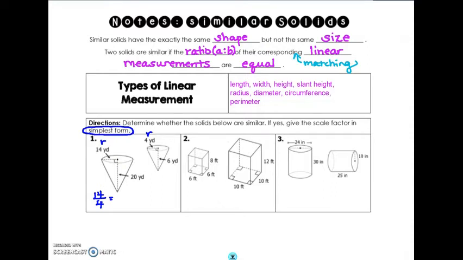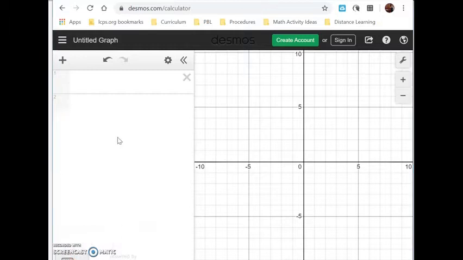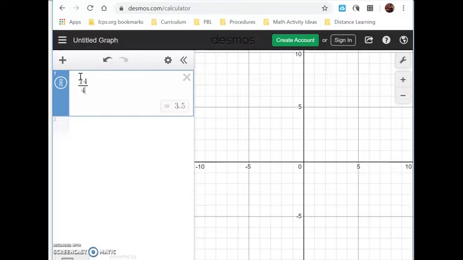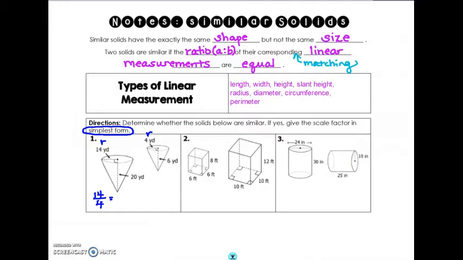If you're not good with fractions, Desmos helps you out a lot, so I'll go there just to show you how to do it. We type in that ratio. 14 over 4, 3.5 is a decimal, but over here with our little fraction symbol, we can get the simplified version, which is 7 over 2. So that simplifies to 7 over 2.